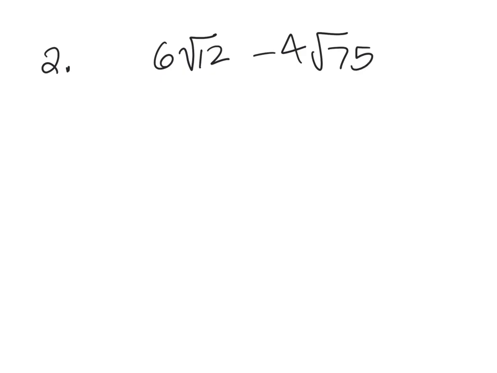Question number 2: 6 root 12 minus 4 root 75. Now what we need to do, these are not like terms. So we need to see if we can simplify them so that they are like terms. And if we can, then we can subtract them. If we can't simplify them to make them like terms, then we're done. So let's see if we can simplify them.